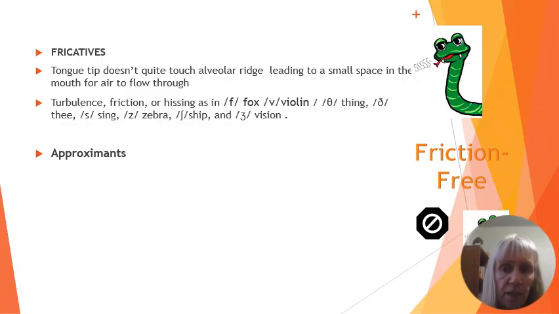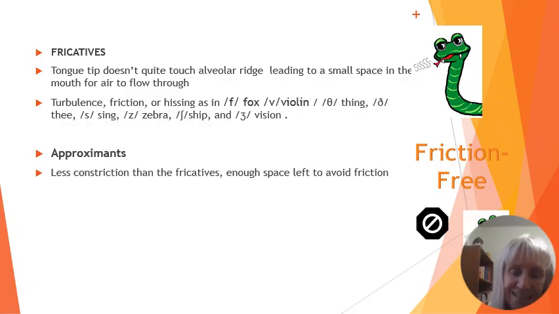Then we move on to the approximants. The approximants are much like the fricatives, but there is less constriction, less blockage of the airway than there is in the fricatives. We increased a little bit more space between that tongue and the alveolar ridge, okay?